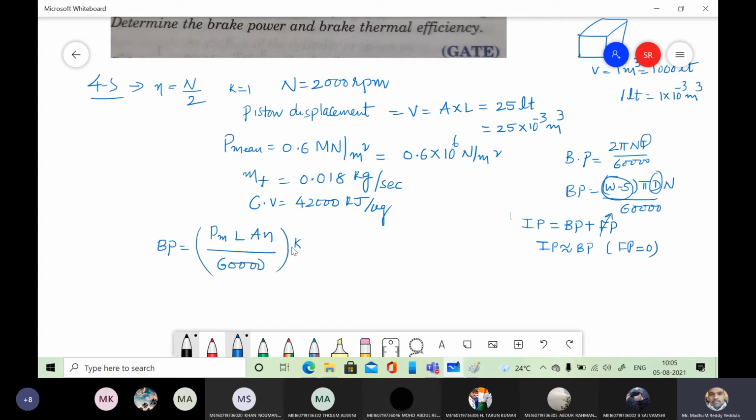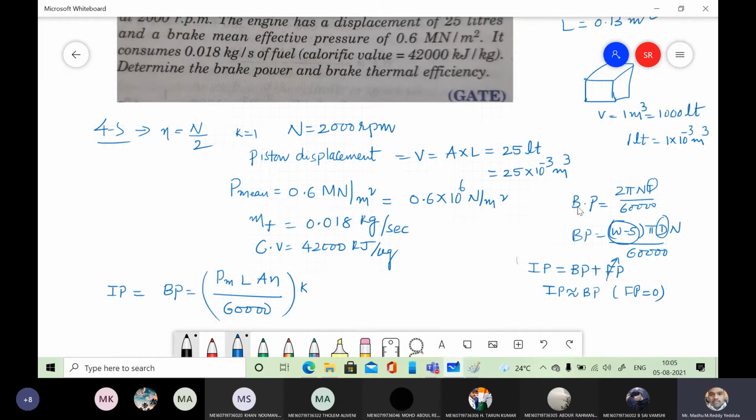Any doubt in this formula? Please tell me. You should know why I am using this formula. Actually, this formula is for IP. In the absence of frictional power, IP is equivalent to BP. Therefore, I am using this formula. And one more thing: the data is not adequate to use these two formulas. Therefore, I am assuming there are no frictional losses. Then the IP formula will be used for the BP also. Is it clear to all? Please respond.